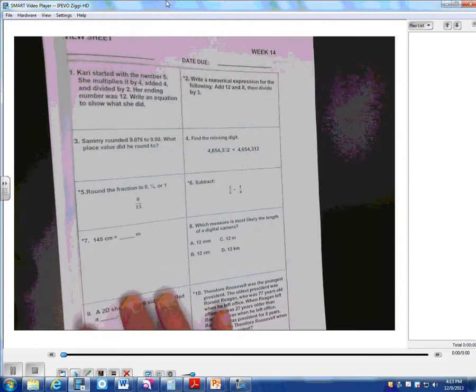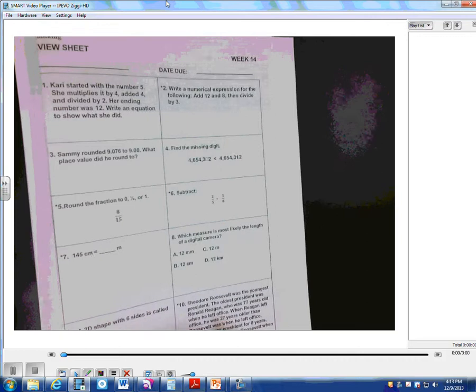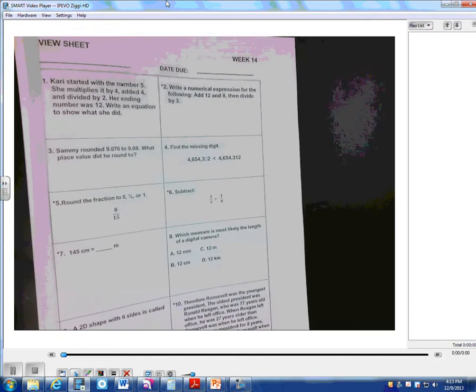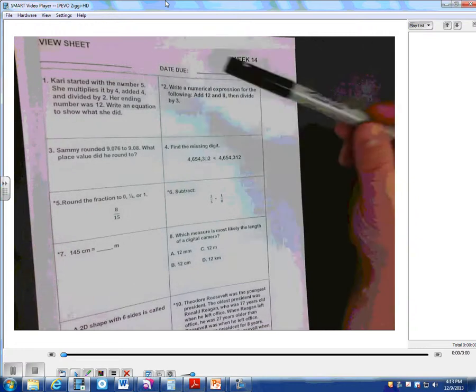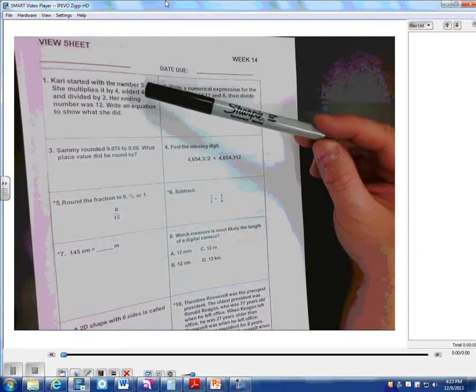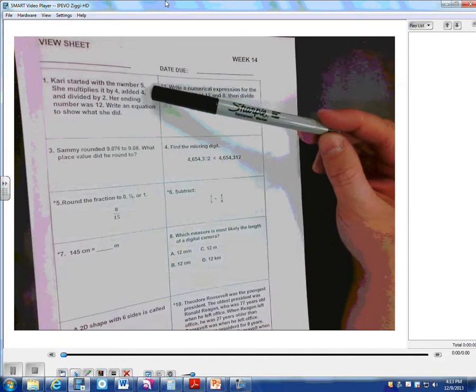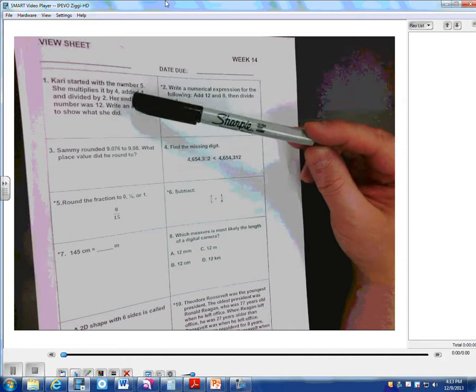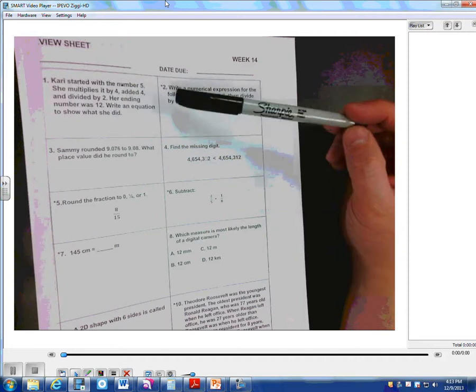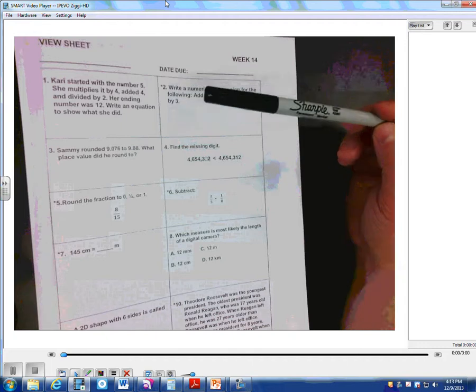Okay, looking at the week 14 math review sheet. We're going to go over questions 1 through 5 on this video, and we will start with number 1. It says Carrie started with the number 5. She multiplies it by 4, adds 4, and then divides by 2. Her ending number was 12. Write an equation to show what she did.